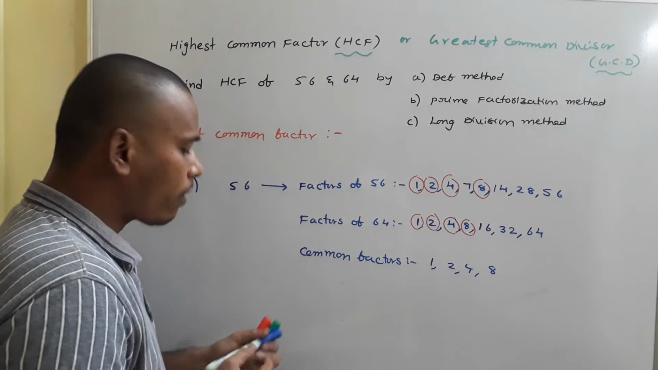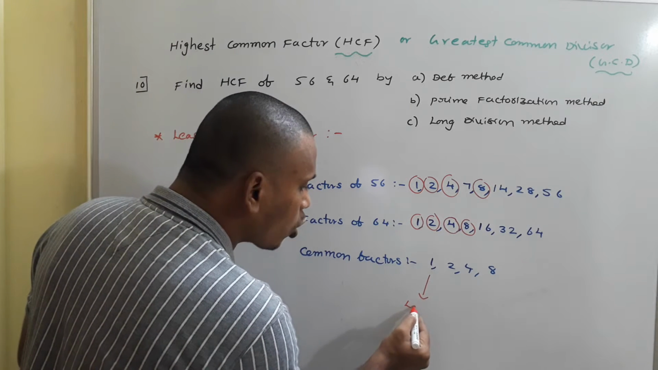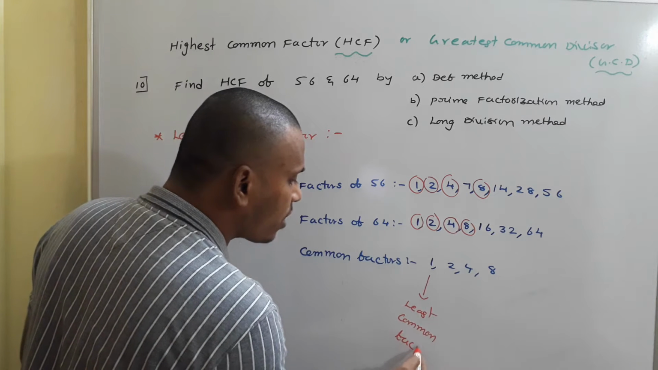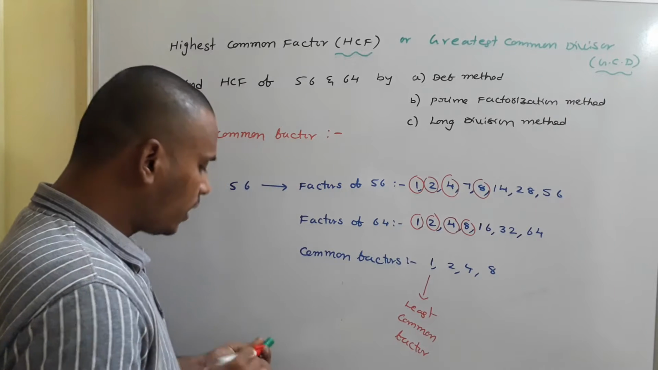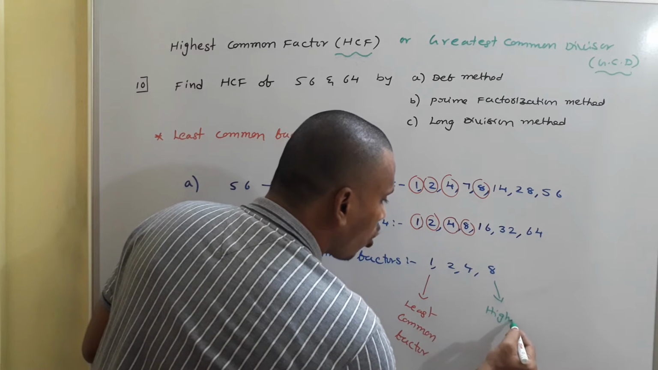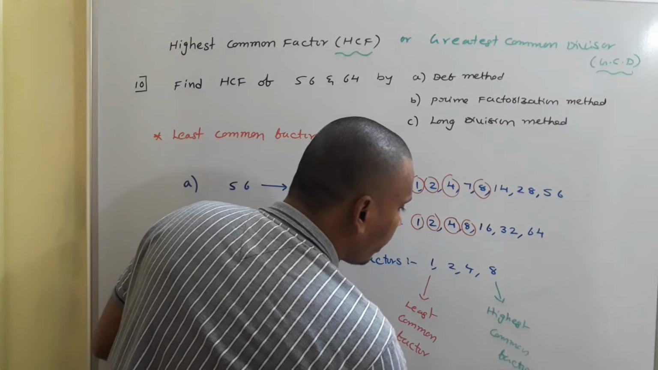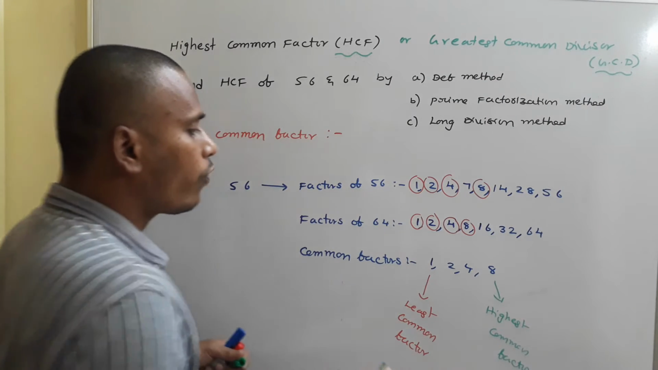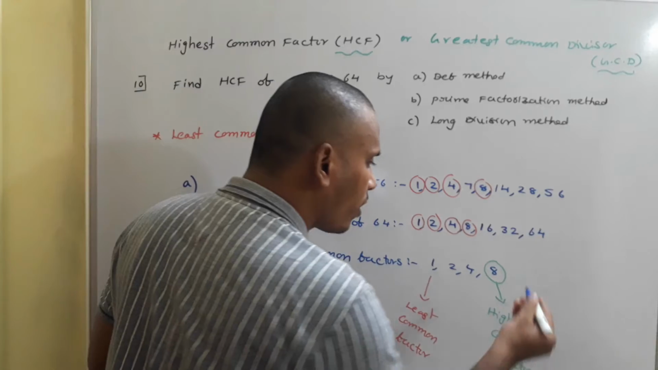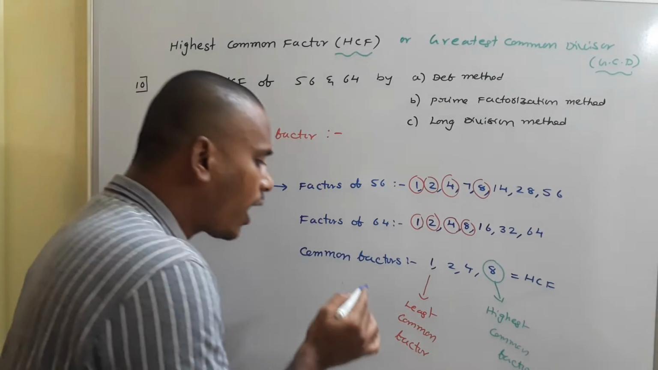Just observe these common factors. In these common factors, 1 is the least number, so 1 is considered the least common factor. And in that list, 8 is the highest one, so 8 is the highest common factor. Our question is about finding the highest common factor, HCF. So for this problem, 8 is the HCF.